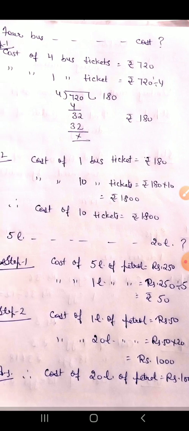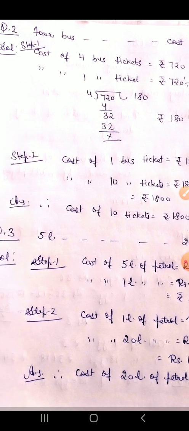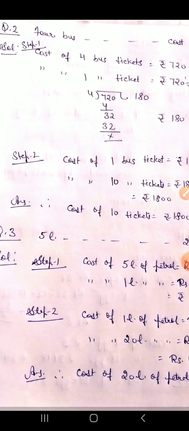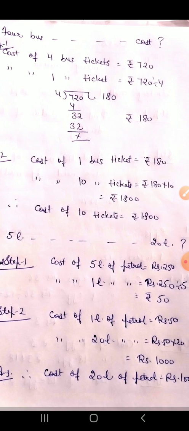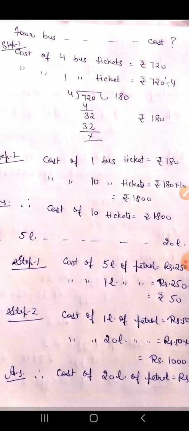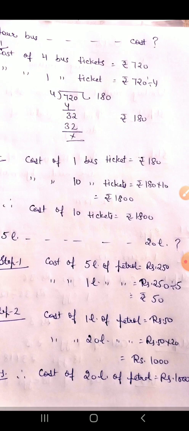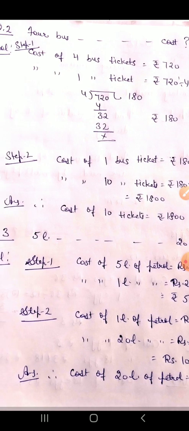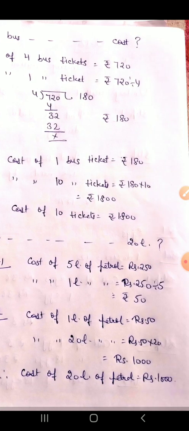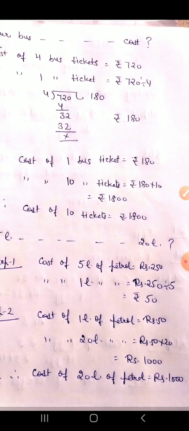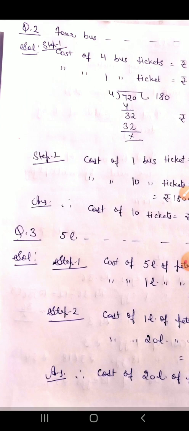Now this will be the value of the first line of step 2, means cost of 1 bus ticket is equal to rupees 180. Okay, now you have to find out the cost of 10 bus tickets. Now you have to multiply. That will be the answer. Same in the third question.